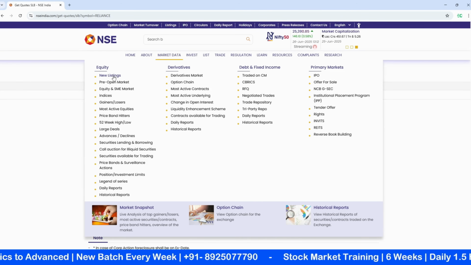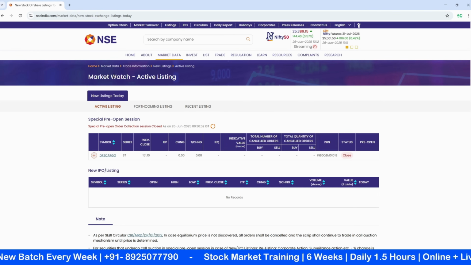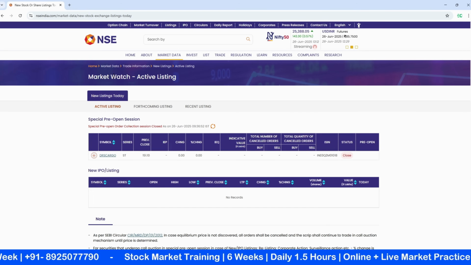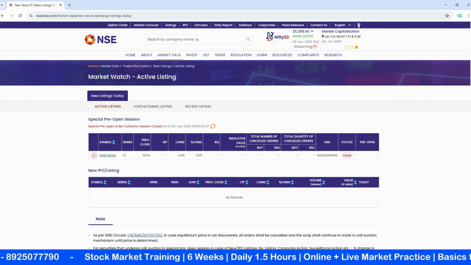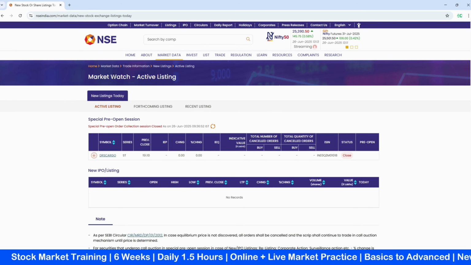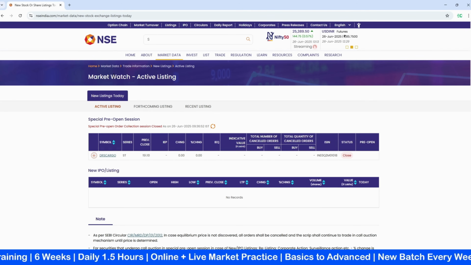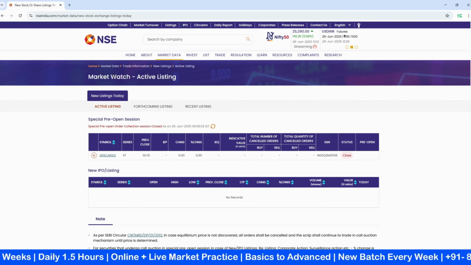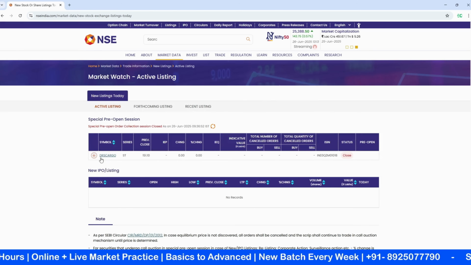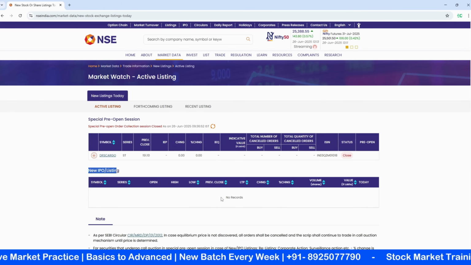The very first thing is about new listing. See, a lot of traders want to know which company got listed today, which company is new to the stock exchange today. Reliance listed about three decades before on NSE, maybe four decades before on BSE. But a lot of new companies get listed on an ongoing basis. So if you are interested in such details, go to market data and there you have new listing, and here you see the new listing available. But as of today, there is no new IPO listing available at this moment.